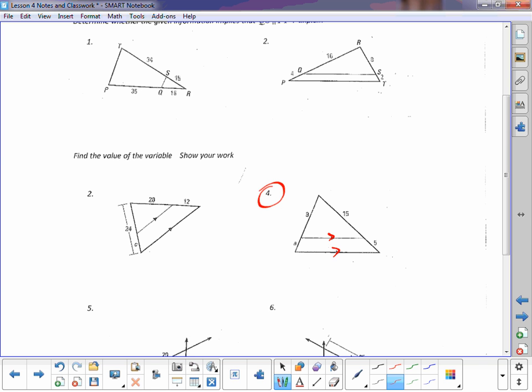So I'm going to say A to 9 is equal to 5 to 15. I could have done it differently. I could have said A to 5 is equal to 9 to 15. I could have done 5 to A, 15 to 9, or 5 to 15, A to 9. As long as you follow that same pattern.